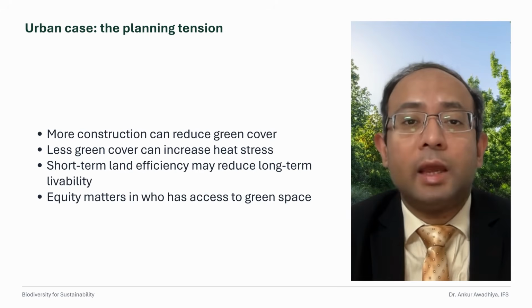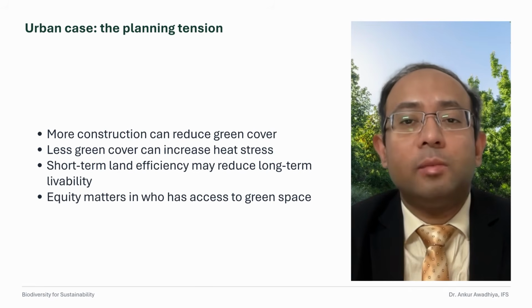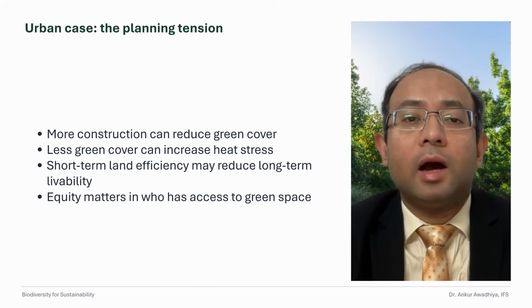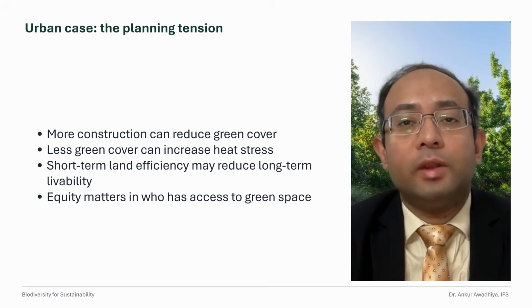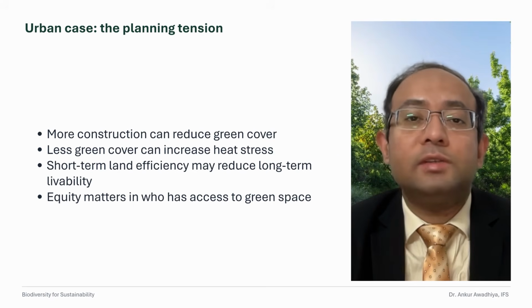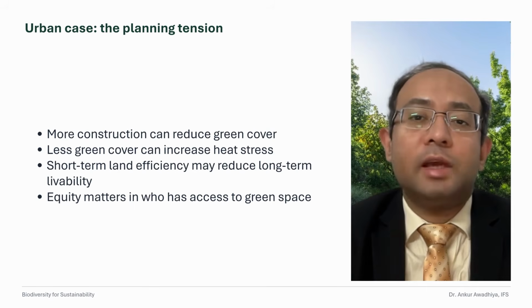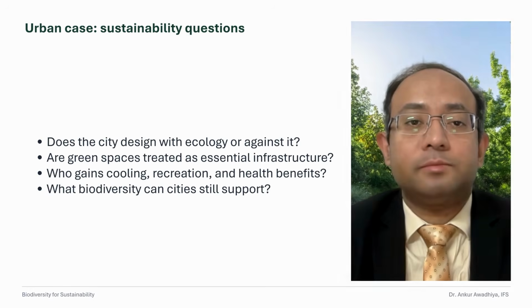More construction can reduce green cover. Less green cover can increase urban heat stress. What appears land efficient in the short term may reduce long-term livability. There is also an equity dimension. Access to urban green space is often unevenly distributed, with lower income areas having less. Decisions about green space are therefore social sustainability decisions as much as they are environmental ones.